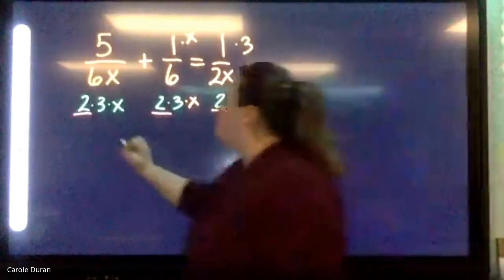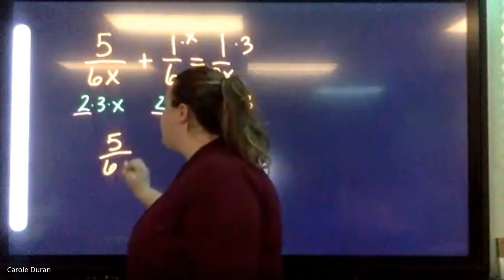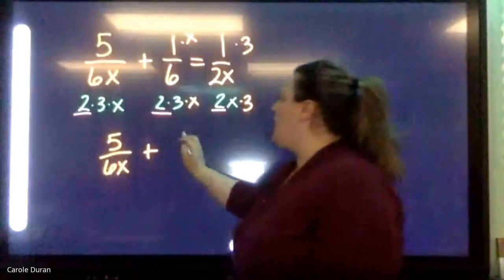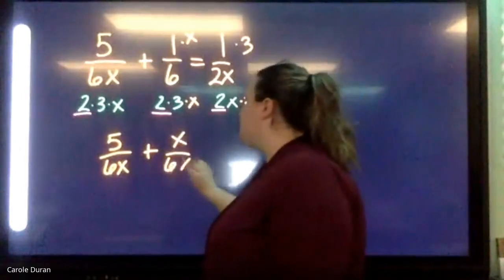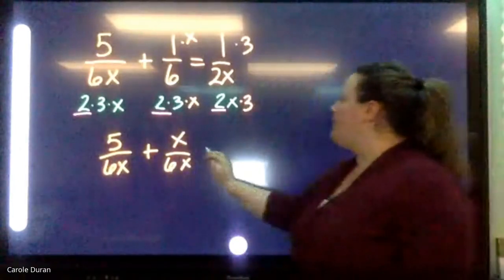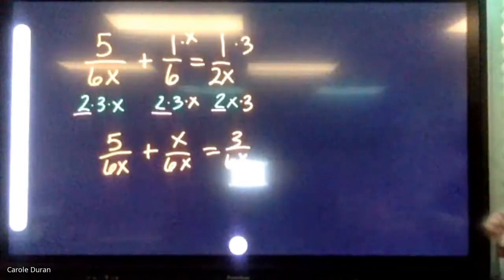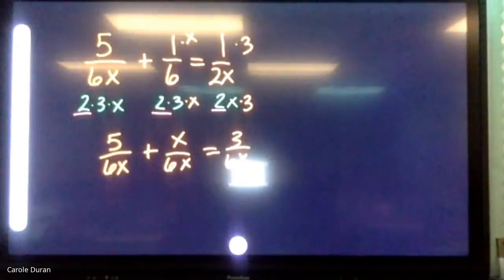My first fraction stays 5 over 6x. My second fraction becomes x over 6x. And my third fraction becomes 3 over 6x. Now that I identified them as the same, I can put the 2 and the 3 back together, and then each of them contain an x. Are we okay with that? So now what am I going to do?